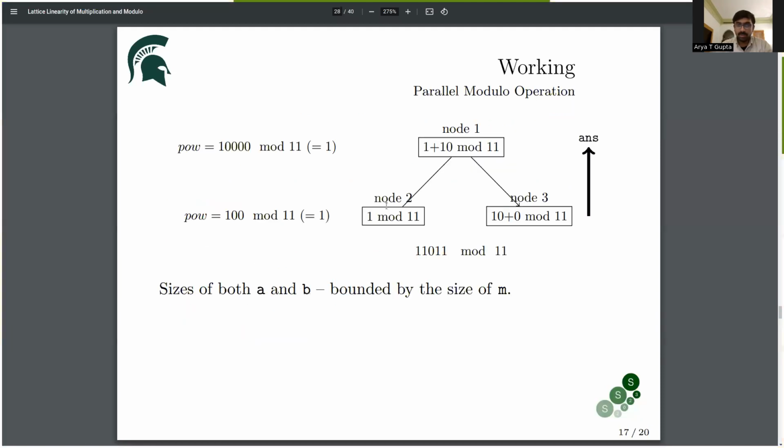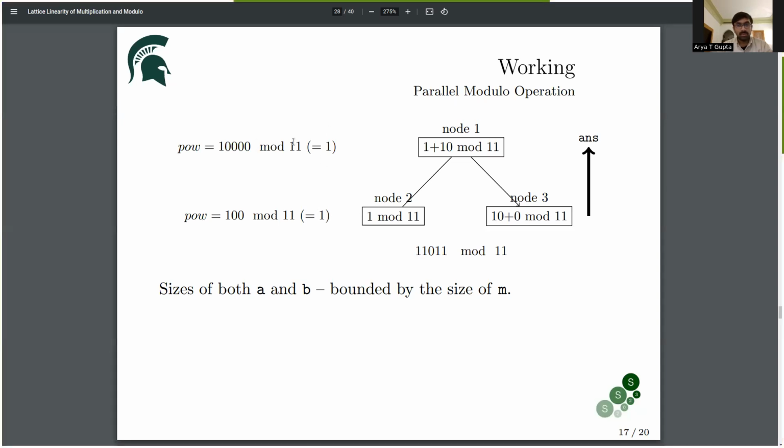Here is an example. This is the root node for the evaluation of 11011 mod 11. Node 1 is the root node, and node 1 uses the answer values of node 2 and node 3 to evaluate the final answer. We have a power here to help with that computation. For node 2 and node 3, the power is 100. It means that both the children of node 3 and both the children of node 2 have answer values of 2 digits, but under mod 11.